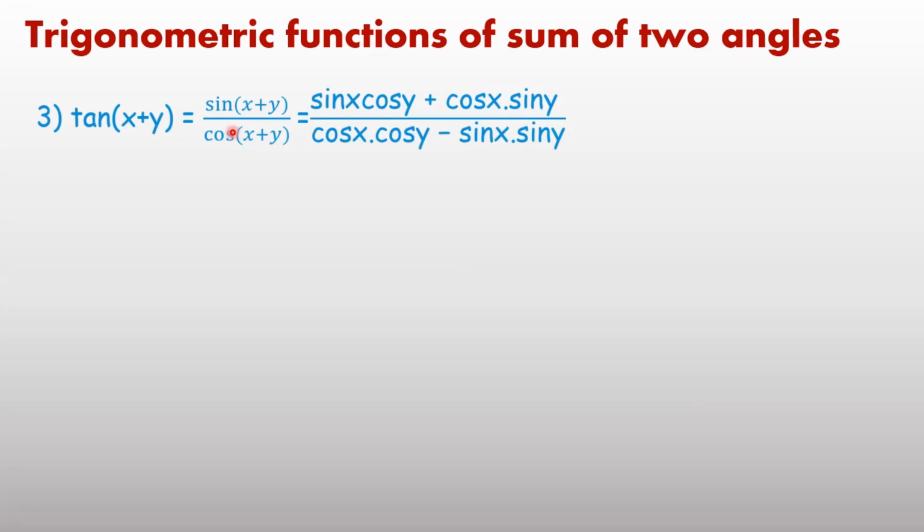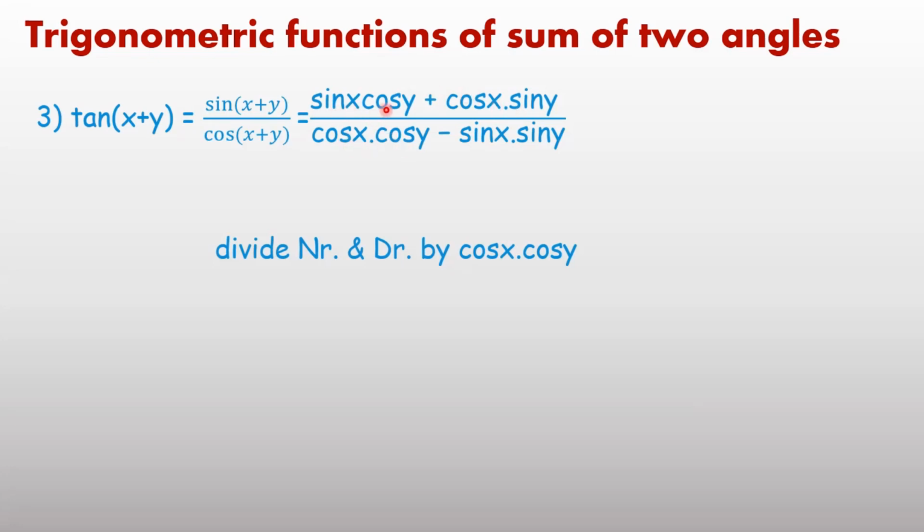Tan x plus y we can write as sin x plus y upon cos x plus y. And sin x plus y is the first identity derivation you have covered: sin x cos y plus cos x sin y, upon cos x plus y, which we can write as cos x cos y minus sin x sin y. Divide numerator and denominator by cos x cos y. Divide each and every term in the RHS by cos x cos y.